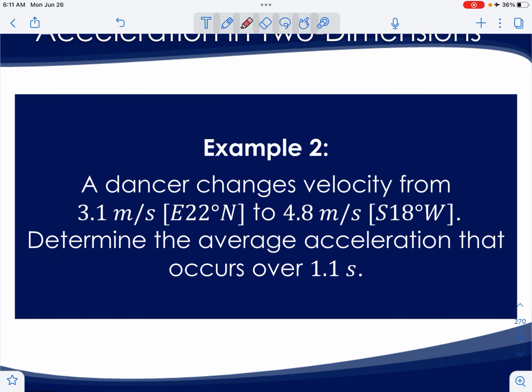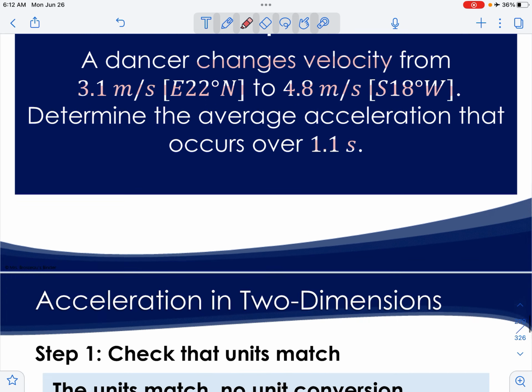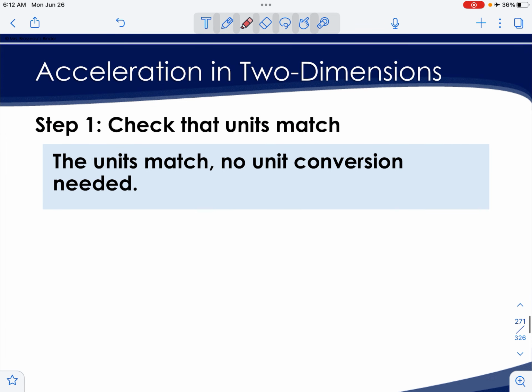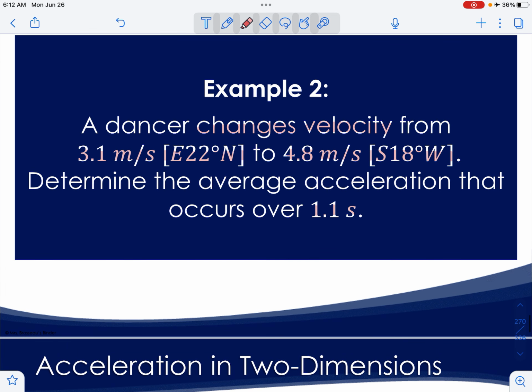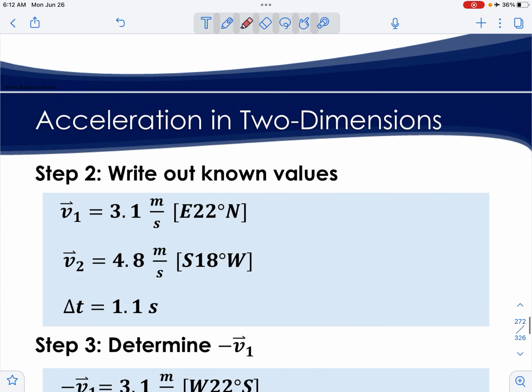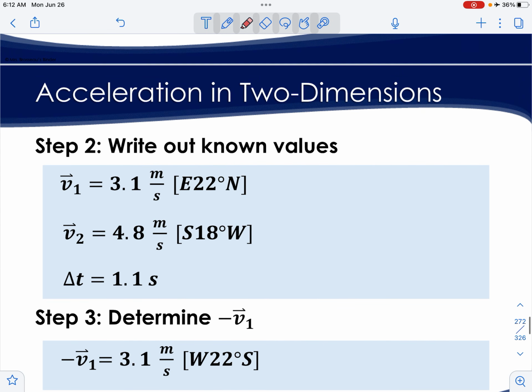Okay, example 2. A dancer changes velocity from 3.1 meters per second, east 20 degrees north, to 4.8 meters per second. Determine the average acceleration that occurs over 1.1 seconds. I'll check that the units match. Do the units match? Yep. Write the known values. So here we have the known values: V1, V2, and delta T.